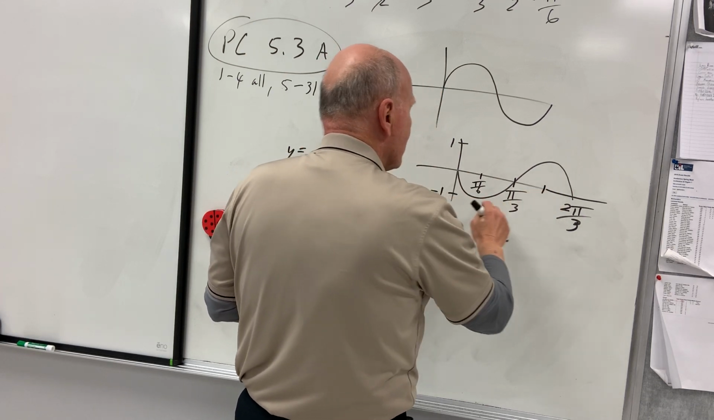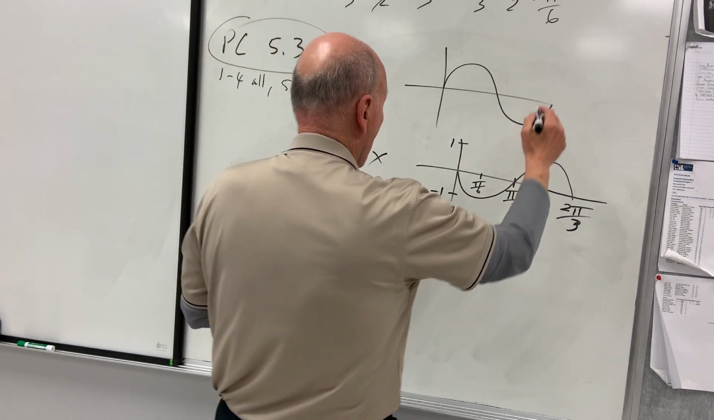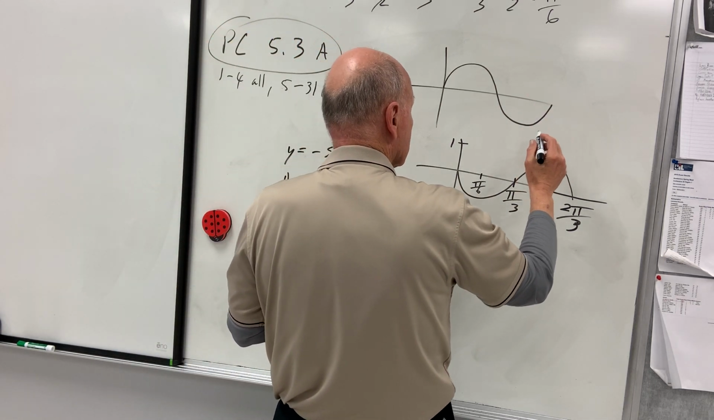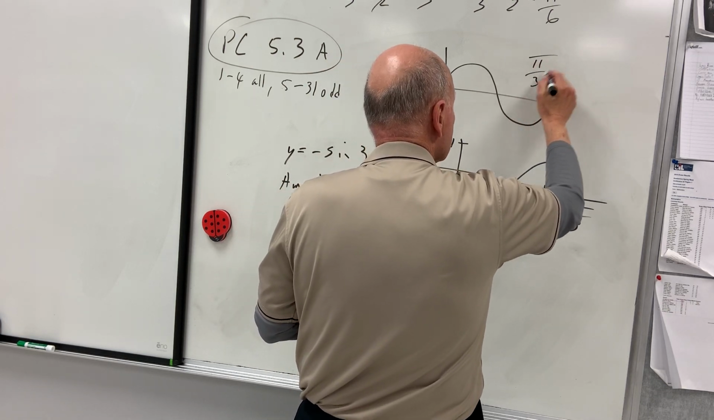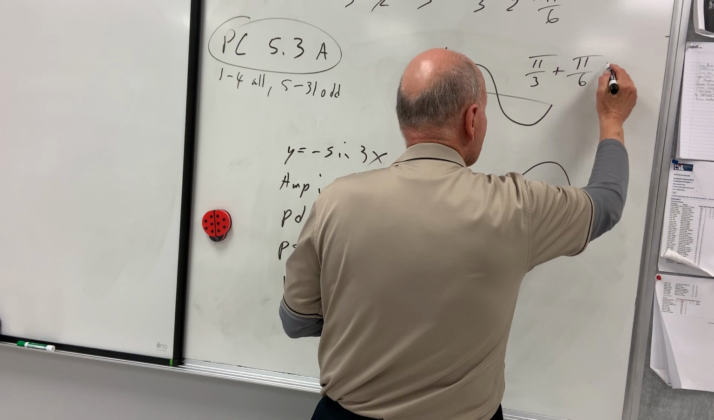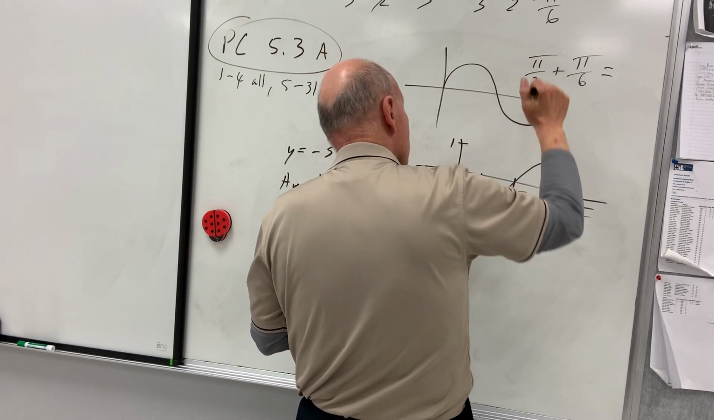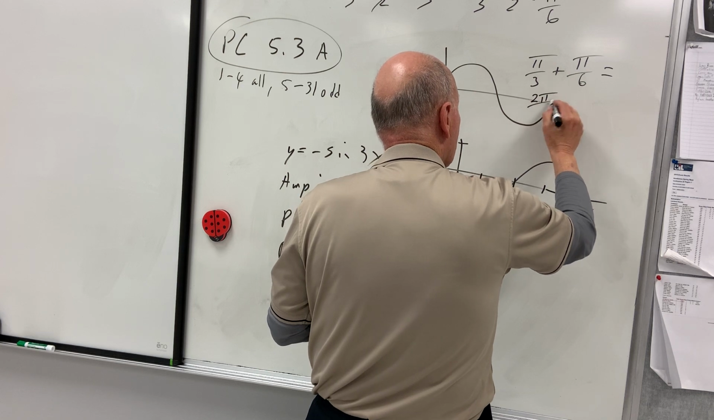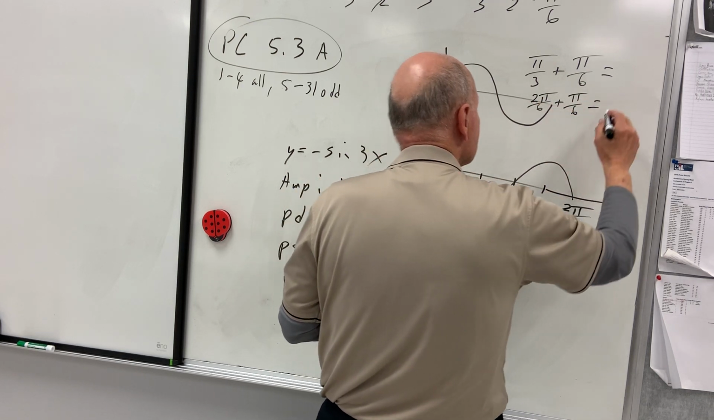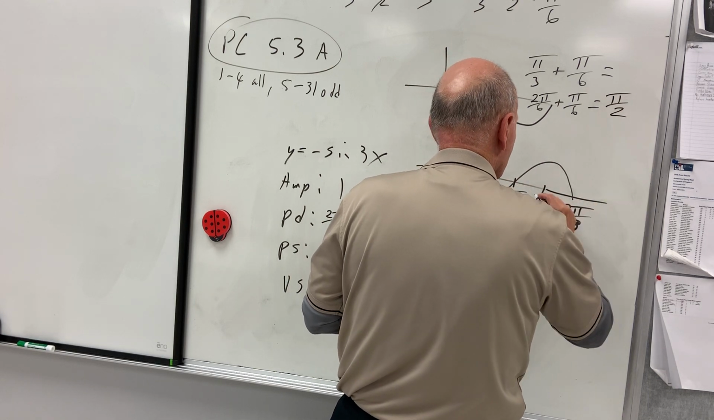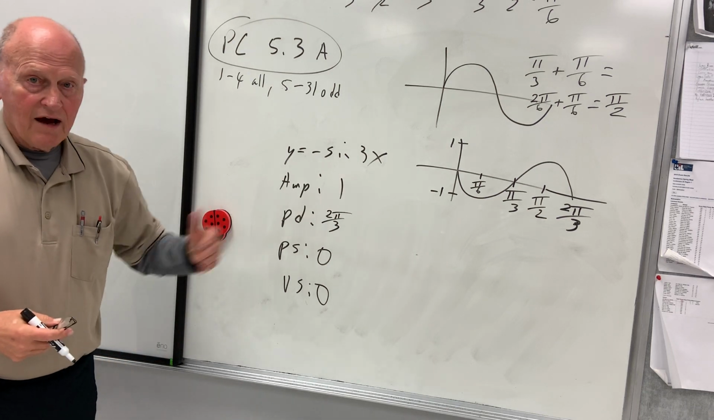I know that this is going to be pi sixth plus pi thirds. I'll write that a little lower to make sure that you're going to be able to see this. I'm going to add these two together. So I've got pi thirds plus pi sixth. In order to add these, I need to change this to 6. So that's 2 pi sixth plus pi sixth equals 3 pi sixth or pi halves. I now have it graphed.